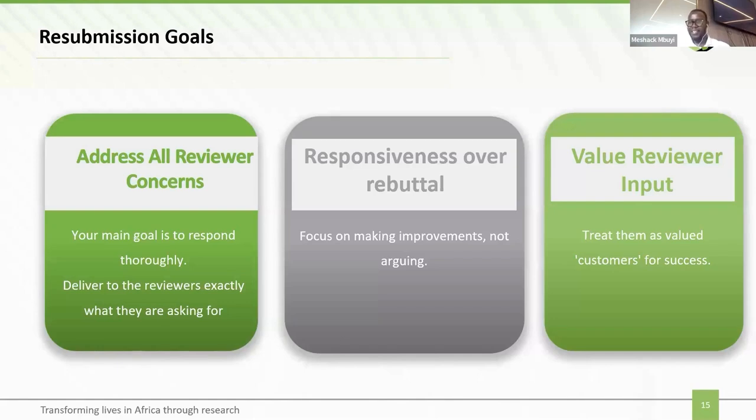In the business field, they say the customer is always right. So even in this case, the reviewer is right. There is no time that the reviewer will be wrong, especially if you want to be successful in your grant applications and submissions and resubmissions. Treat the reviewer as your customer. Make sure that you give the customer what the customer wants so that you are successful. So those are the 3 goals that you need to always have in your mind.